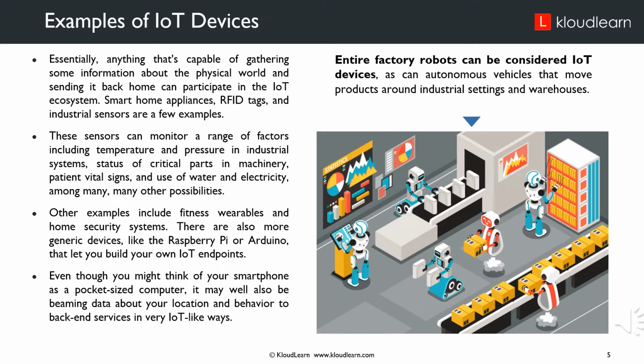There are also more generic devices like the Raspberry Pi or Arduino that let you build your own IoT endpoints. Even though you might think of your smartphone as a pocket sized computer, it may well also be beaming data about your location and behavior to backend services in very IoT like ways. Entire factory robots can be considered IoT devices, as can autonomous vehicles that move products around industrial settings and warehouses.